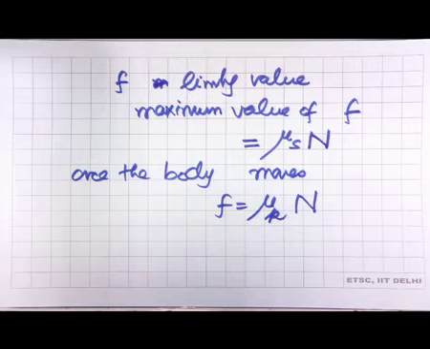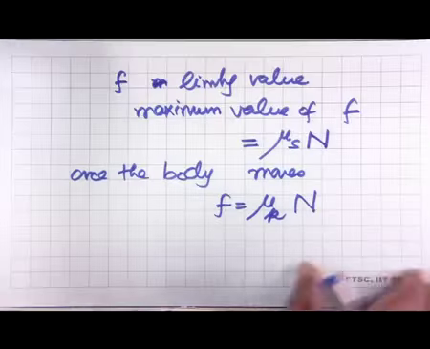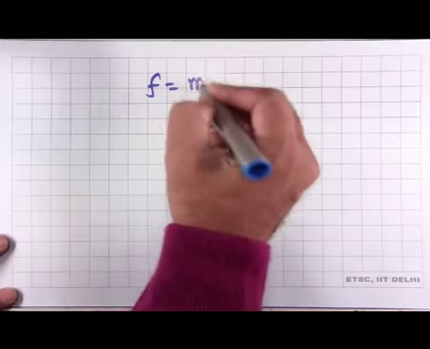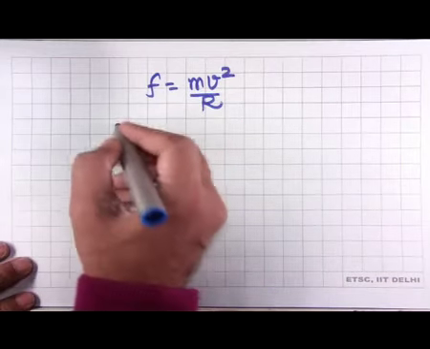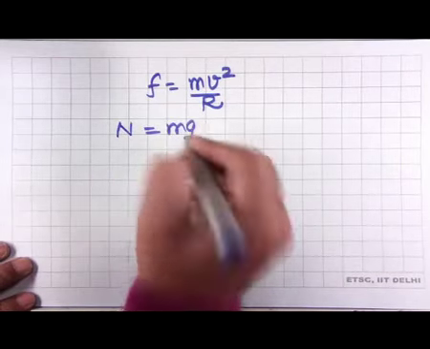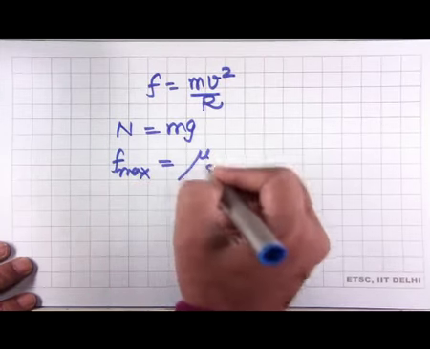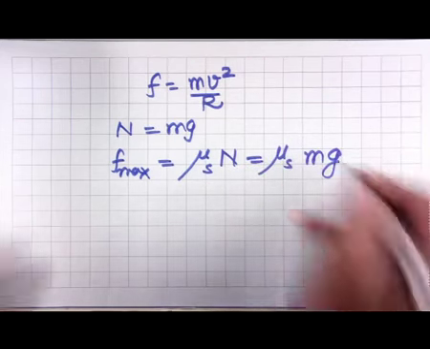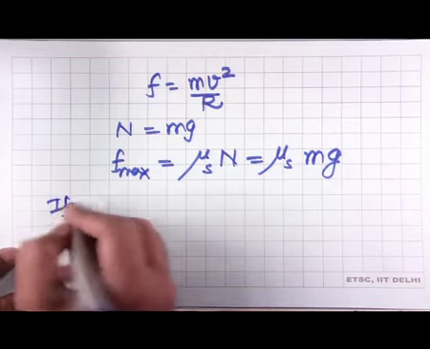So, as long as we have friction equal to mv square by r, and we also know N is equal to mg. So, the maximum value of the friction force will be equal to mu s times N, which will be equal to mu s times mg.